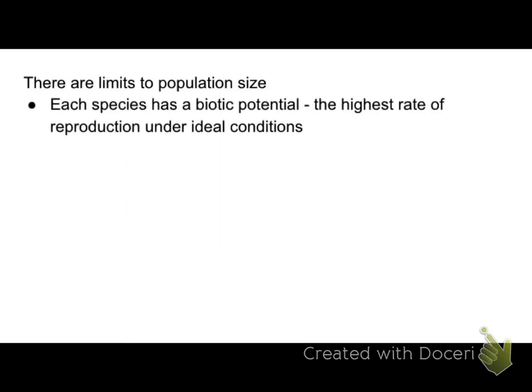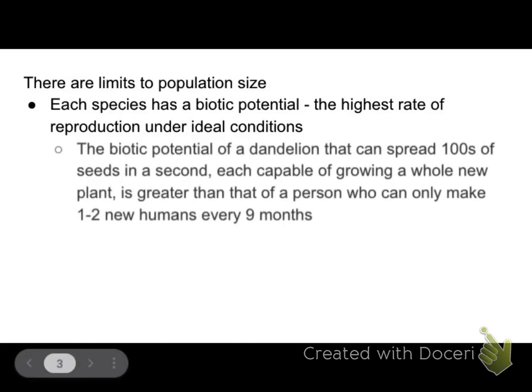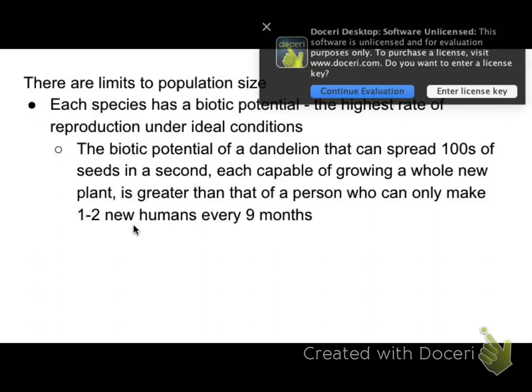Okay? Each species has what we call a biotic potential. This is the highest rate of reproduction under ideal conditions. Okay? So another way of saying this is, if conditions are perfect, what's the maximum number of new organisms that species can produce? And this varies from species to species. It's not the same for every species, okay? This is because different organisms require different amounts of time to reproduce.